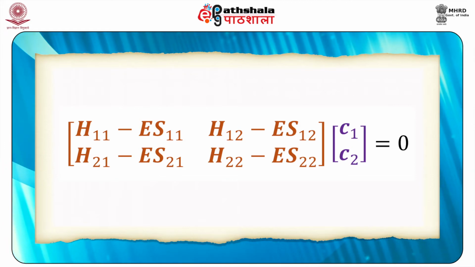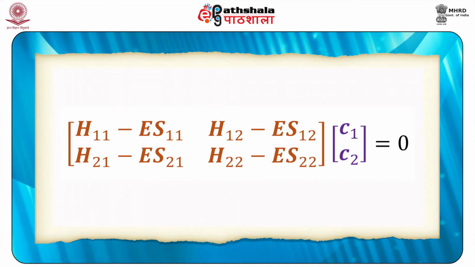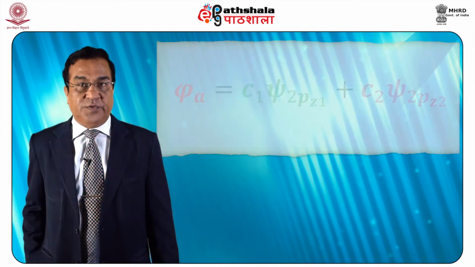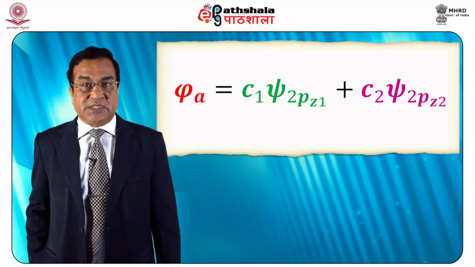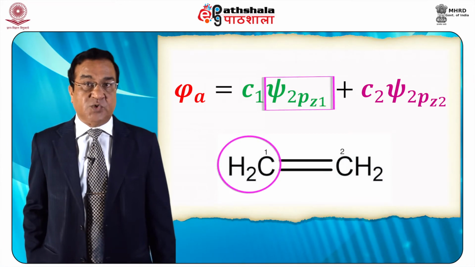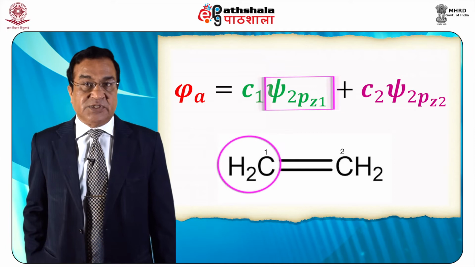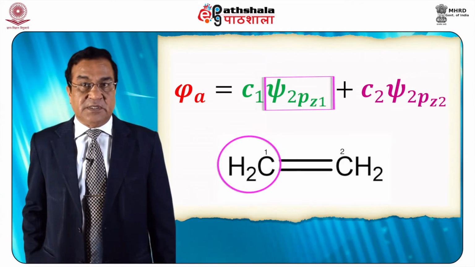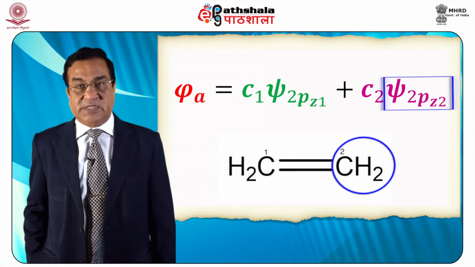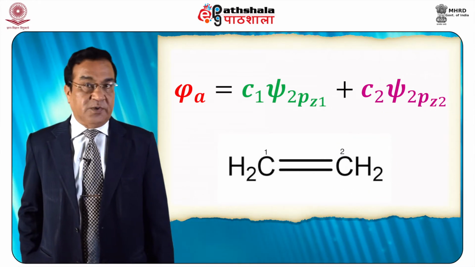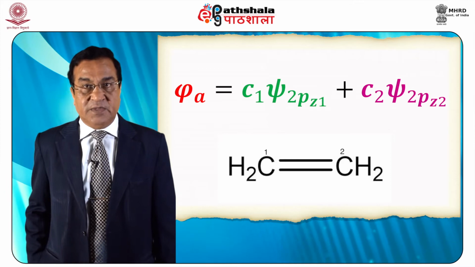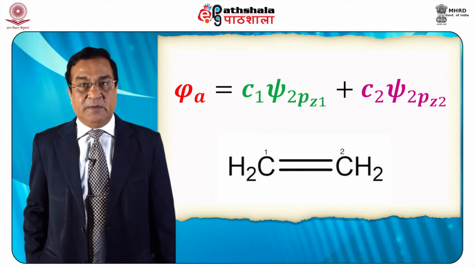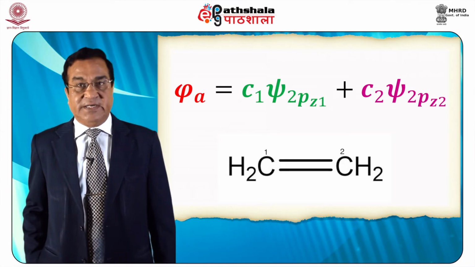Please note that the pi molecular orbital is constructed using the principle of LCAO, and in this case the corresponding molecular orbital is given by the general expression phi A is equal to C1 psi 2pz1 plus C2 psi 2pz2. Here, psi 2pz1 is the pi orbital centered on carbon atom 1, whereas psi 2pz2 is the pi orbital centered on carbon atom 2. As I have already mentioned earlier, we are assuming the molecule to be in the xy plane, and therefore these pi orbitals are in a plane perpendicular to the xy plane, that means along the z axis.